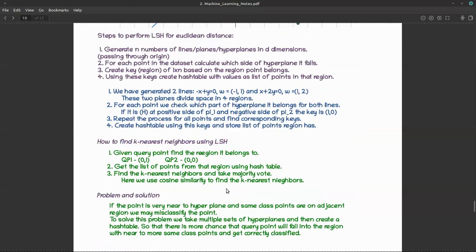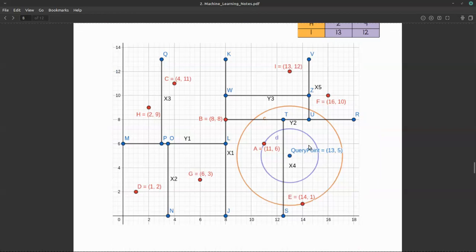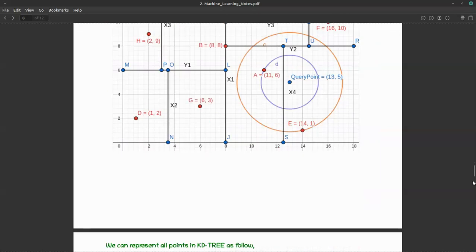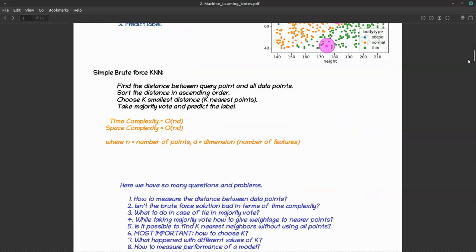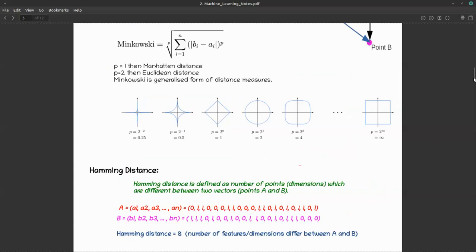So using this LSH and this Euclidean distance KD tree, we are just limiting our search area, because it's not a very good way to calculate the distance of all these data points just to find the nearest neighbor. So using LSH for Euclidean, or KD tree also, we search in this area only. We are limiting our search from the whole data set. So that's the whole idea basically.